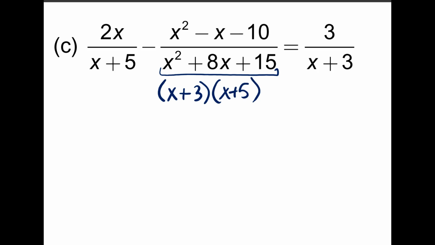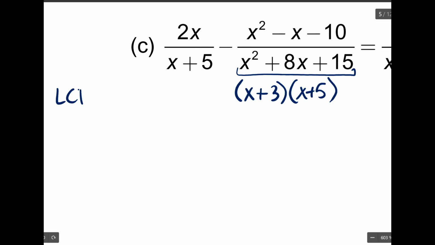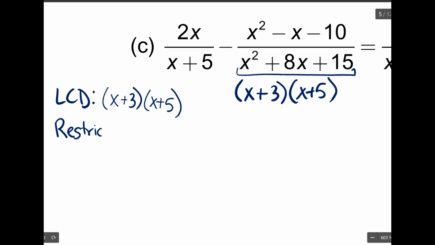Right? So I want to find my least common denominator. So what is my least common denominator? X plus 3 times x plus 5, because all 3 of my denominators can go into that. Also, what are the restrictions on my domain? So what this means is, what x values can I not have? What x values will make my denominator go to 0? Maya, what did you say? I can't hear you. Negative 3 and negative 5?